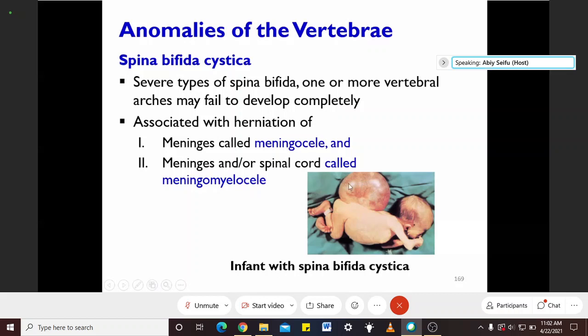But generally, when you say spina bifida cystica, there is a herniated structure from the vertebral column. Whereas in the case of spina bifida occulta, there is no structure that protrudes from the vertebral canal.